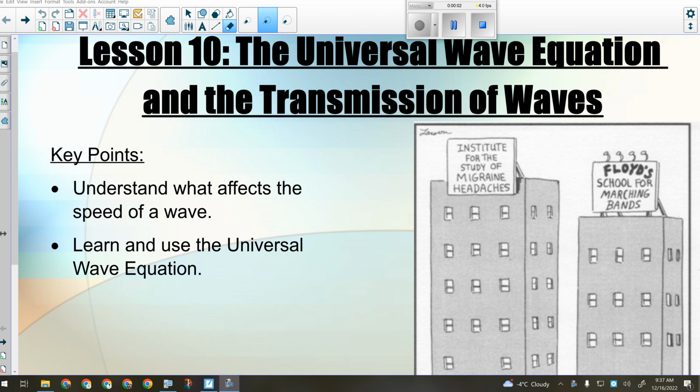Okay, so yesterday we started talking about the universal wave equation, and it looks like this: V equals F times lambda. Which one of those three properties about a wave can't change once it's produced? Frequency. So what that means is that if the speed of the wave changes, the wavelength also has to change in response in order to maintain the frequency of the wave.